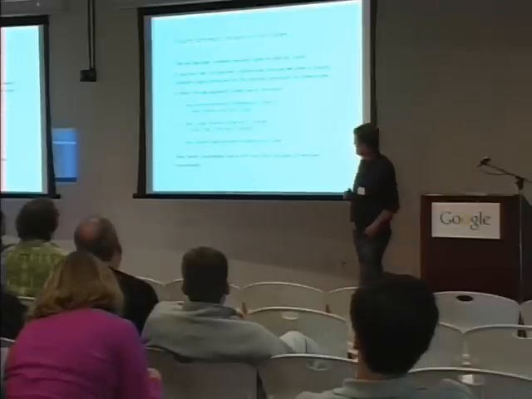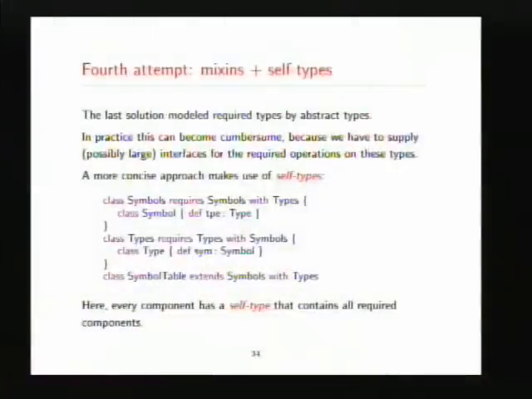So what we do is we have something called required interfaces or self-types. What we actually write in the Scala compiler, we say class symbols requires, well, actually you can leave that out. You can write requires symbols with types, or you just write requires types. And class types requires symbols. And then symbol table extends symbols with types. So you sort of know what it means. This sort of means, I need the class types or a subclass thereof to be mixed in with me when I'm instantiated. And for types, it means the same thing.